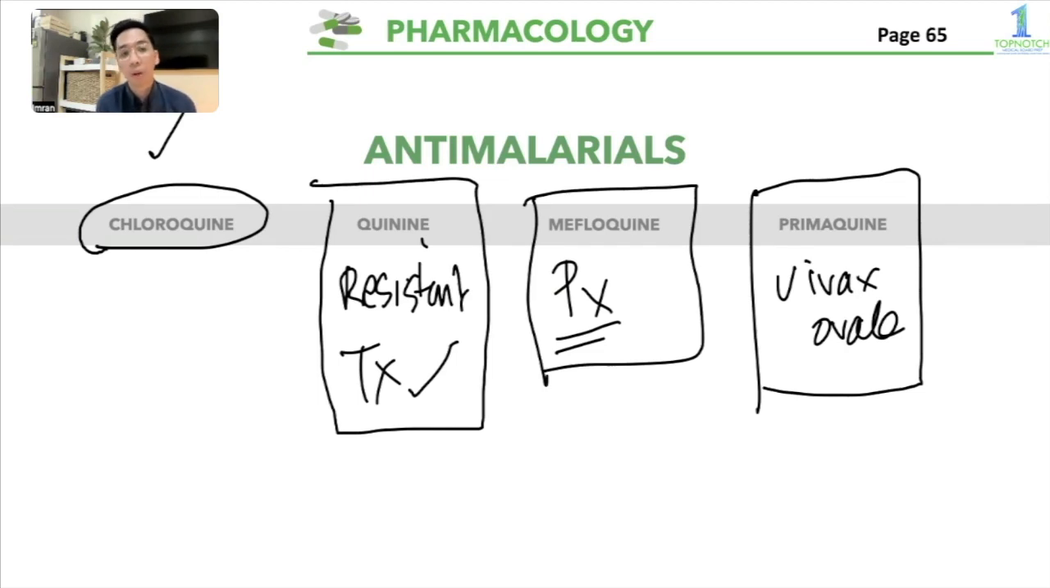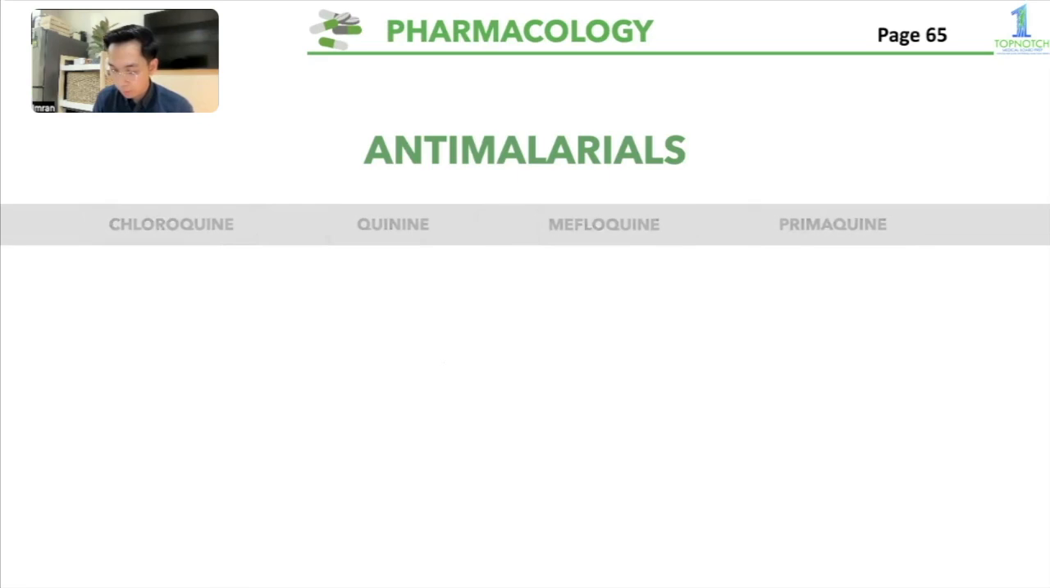So again, chloroquine for sensitive; quinine, atovaquone, proguanil, and lumefantrine for treatment of resistant; mefloquine and atovaquone, proguanil for prophylaxis; and if meron siyang exoerythrocytic stage or meaning meron siyang hypnozoites, na pwede magtago sa liver, you give your primaquine.